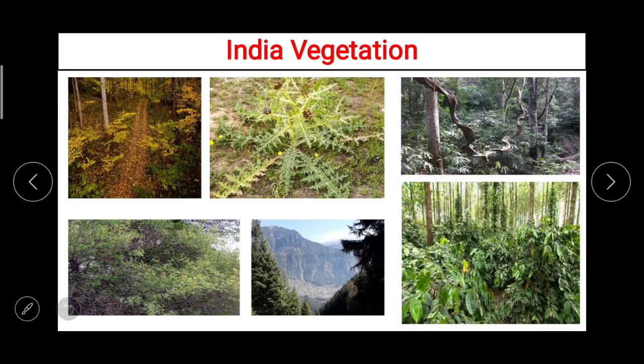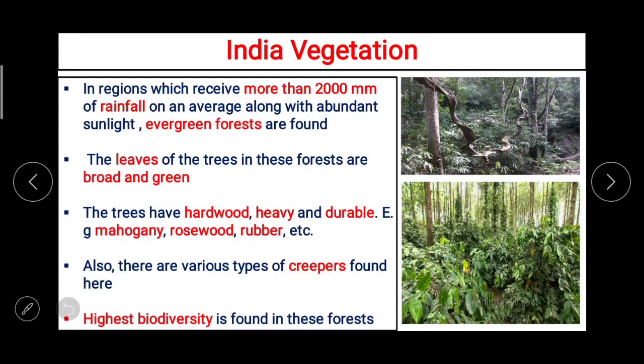Here now you can see India vegetation. In regions which receive more than 2000 millimeter of rainfall on an average, along with abundant sunlight, there evergreen forests are found. तो एक बात तो पक्का हमें ध्यान में रखनी कि एवरग्रीन फॉरेस्ट वहीं पर होते हैं जहाँ पर साल भर बहुत ज़्यादा बारिश होती है.